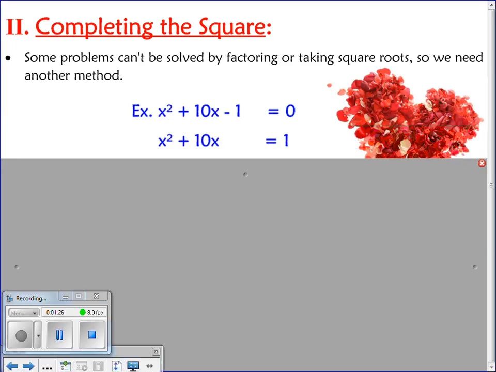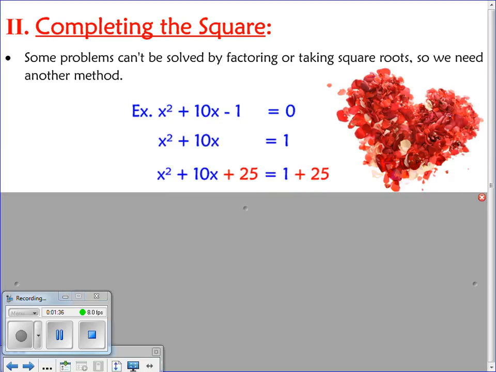So what would be the first step that was done to this problem? They moved their c. Thank you for using a general term there. So they moved their c. They added the 1 to the other side. And they added 25 to both sides.